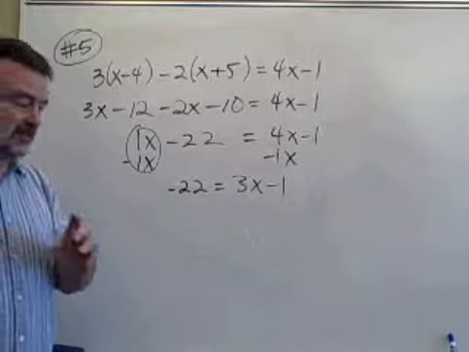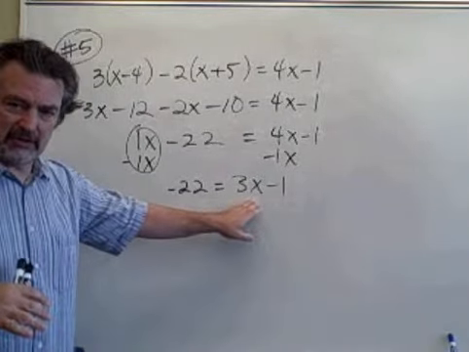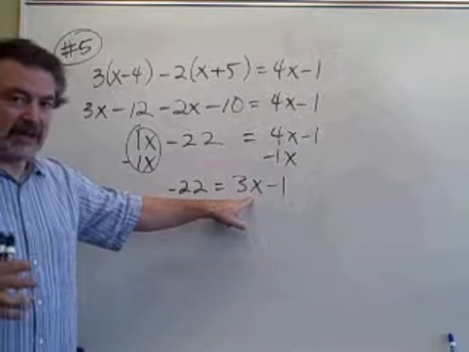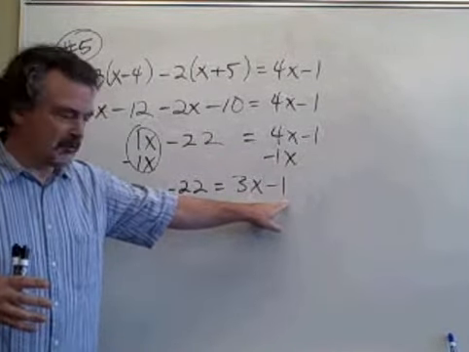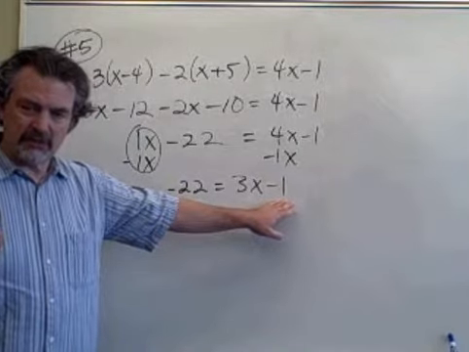Next key word is isolate. I want to isolate the variable term. The variable term is not isolated. It's on the same side of the equation with this constant term. I want that constant term to go away.